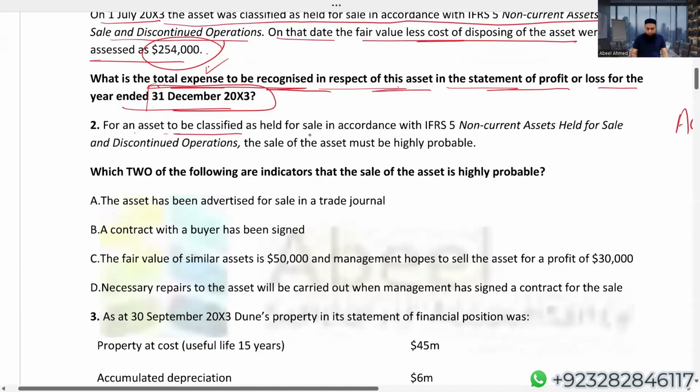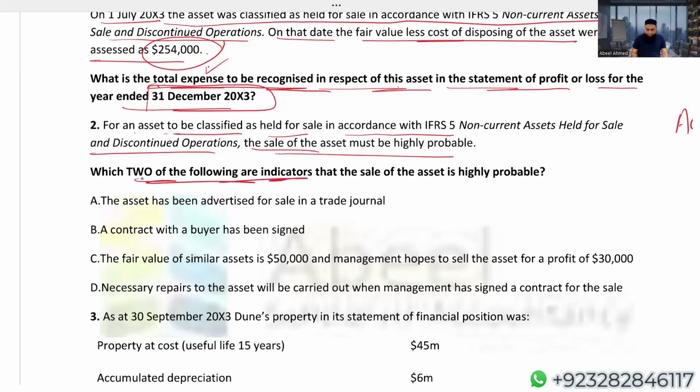For an asset to be classified as held for sale, in accordance with IFRS 5, non-current asset held for sale and discontinued operation, the sale of the asset must be highly probable. Which two of the following are indicators that sale of the asset is highly probable? The asset has been advertised for sale in a trade journal. Yes. If you are advertising in a trade journal, you will be recording in your business statement that we have started advertising the asset. What else? A contract with the buyer has been signed.